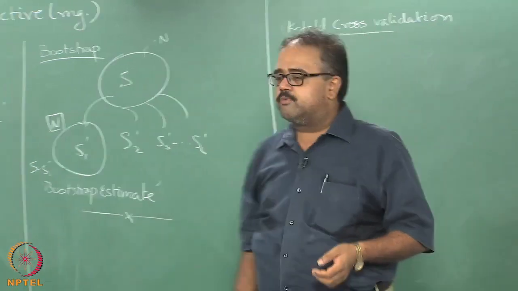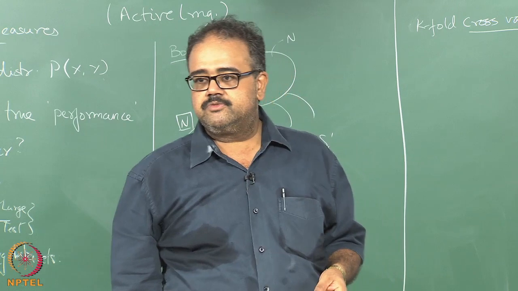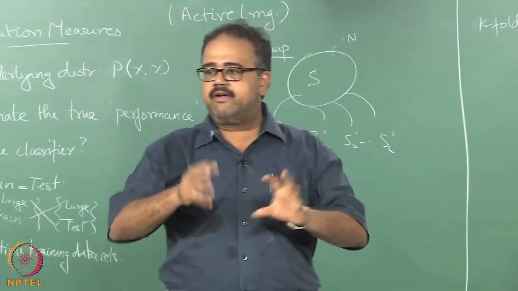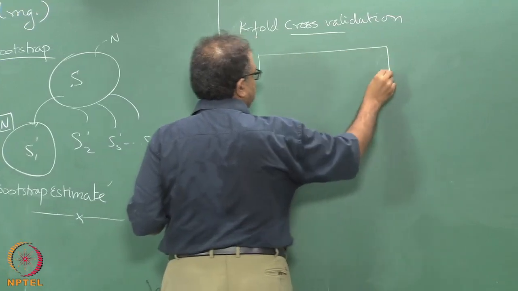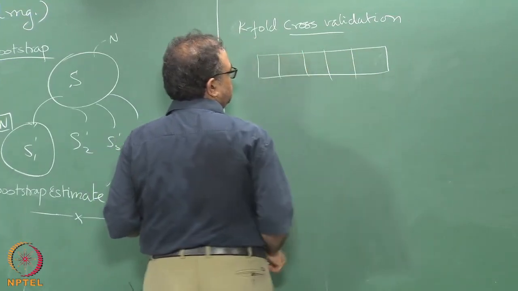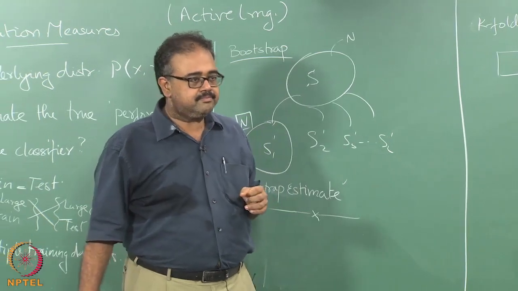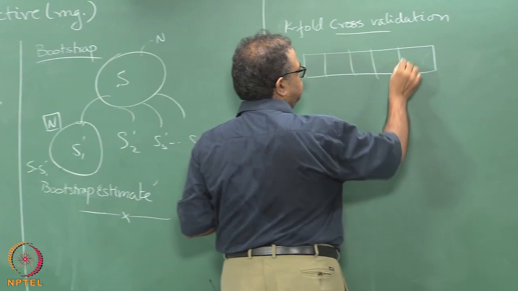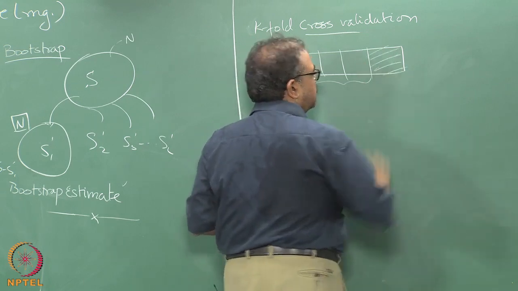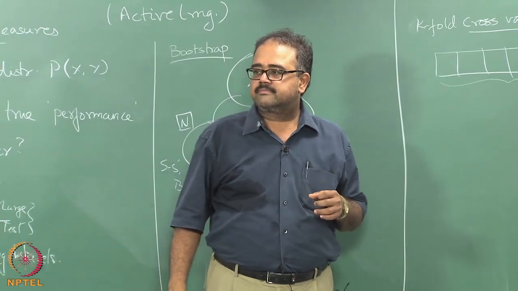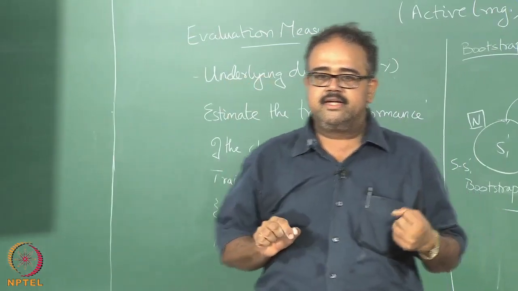suppose your sample was smaller, you do something called cross validation, k-fold cross validation. So what you do is you take your sample and divide it into multiple bins, k bins. Then I train on some k minus 1 bins, and I test on the last bin. Is it clear? So I use the first k minus 1 bins as my training data and 1 bin as the test data.